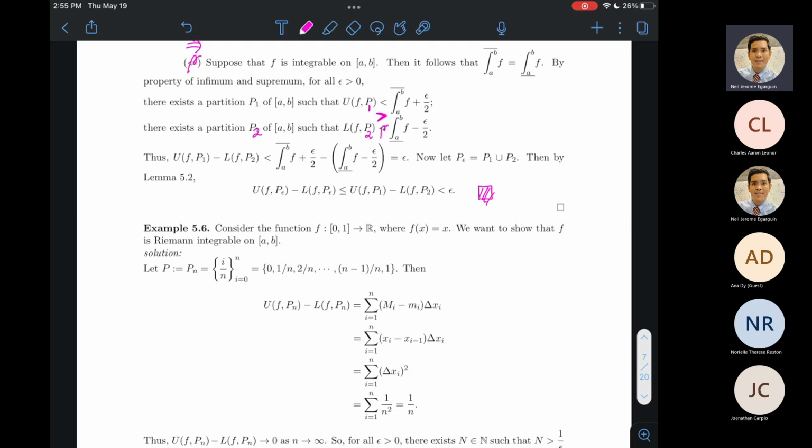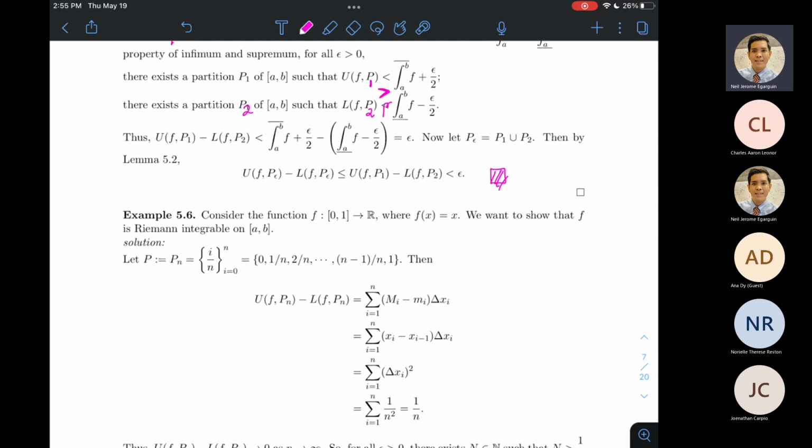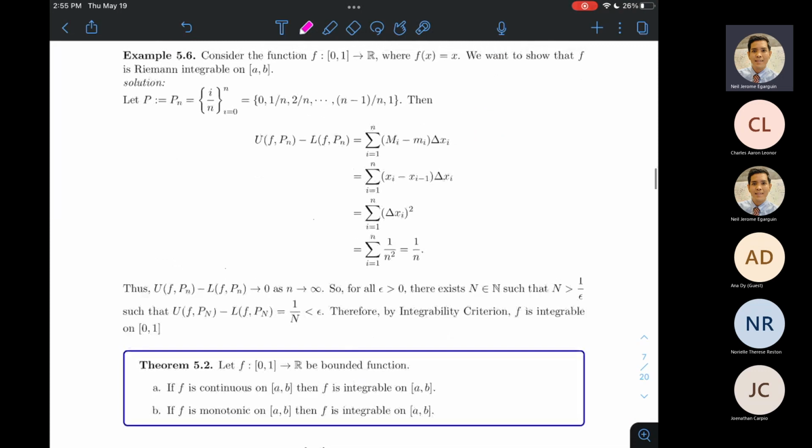But anyway, okay. So let's see it in action. Paano nagiging useful yung theorem 5.1 with a specific example. Now we show that the identity function, f of x equals x, on the closed interval 0, 1 is Riemann integrable on that set 0 to 1. Okay, dito AB, dapat to ay 0, 1.